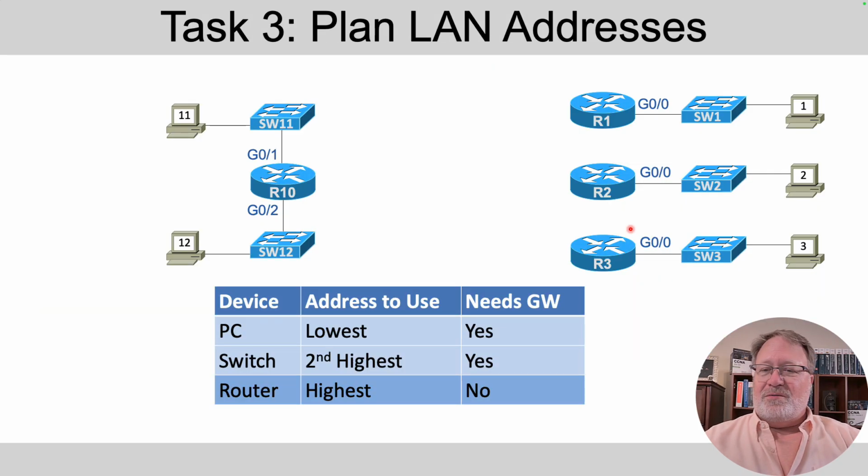Then once you know things are right, you can look around in your LANs and say, well, which devices need to use which addresses? As a reminder, the general instructions were PCs use the lowest address, routers use the highest address, and the switches use the second highest address. And the PCs and switches need to refer to the router IP address as their default gateway.